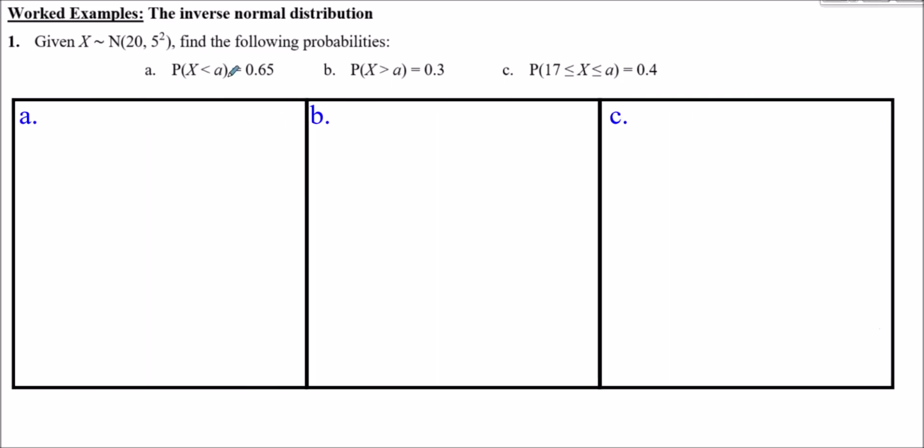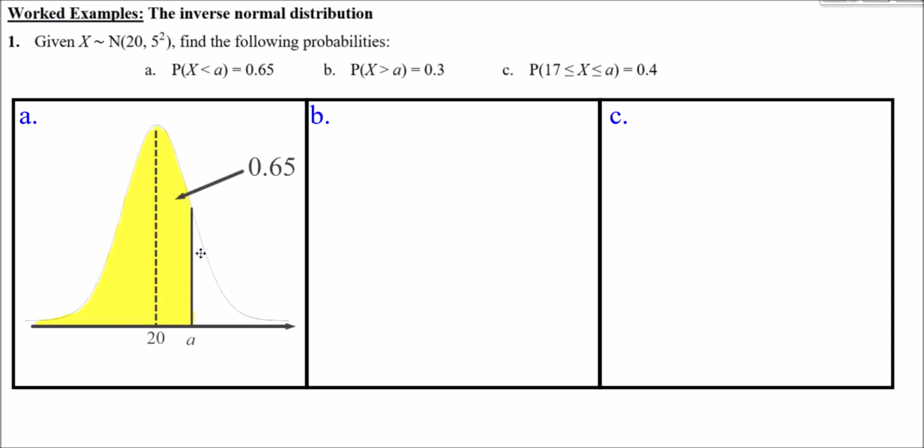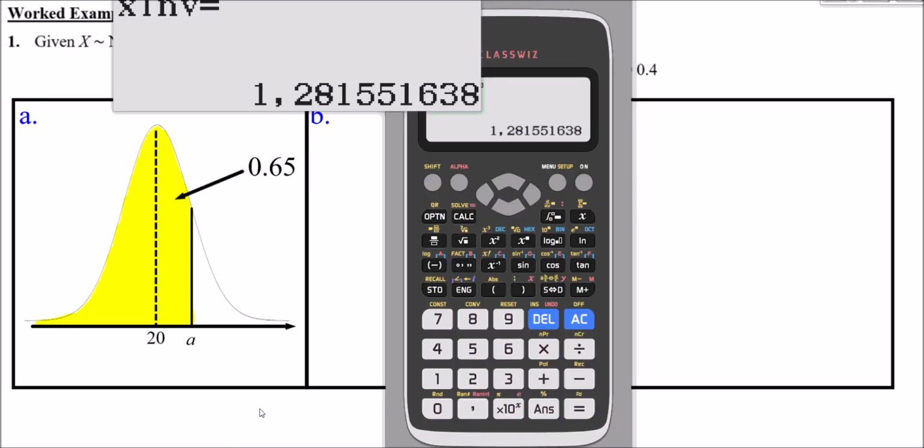So for a, we're wanting to find 65% of the curve which is to the left of a. We're after this sort of thing here. So what we're wanting is this. So we need to find a, which is here, so that all of the curve from the left up to this point a on the right is 0.65. So all we need to do here is follow those instructions I mentioned earlier.